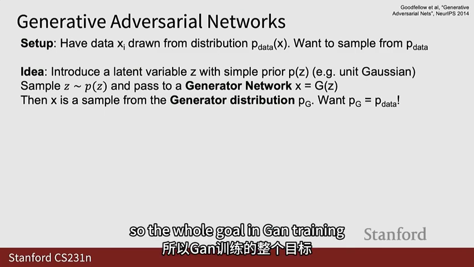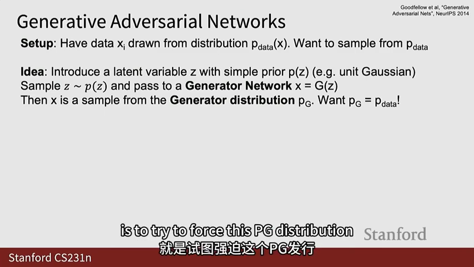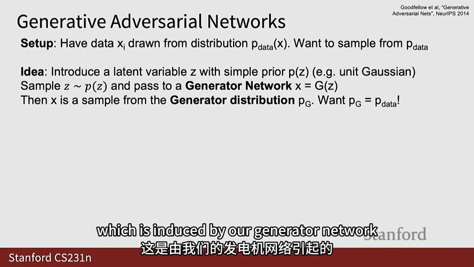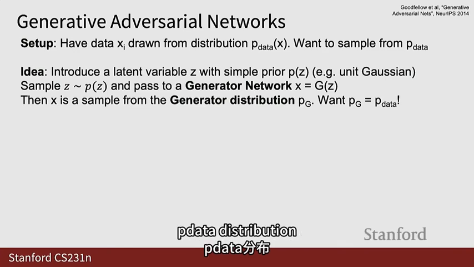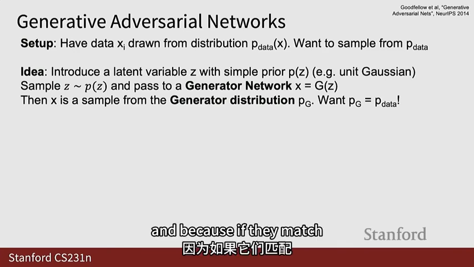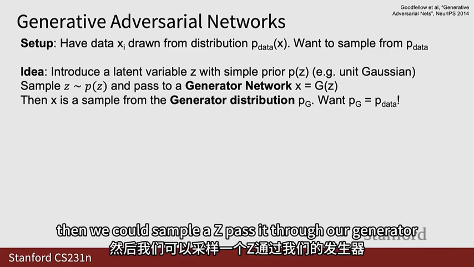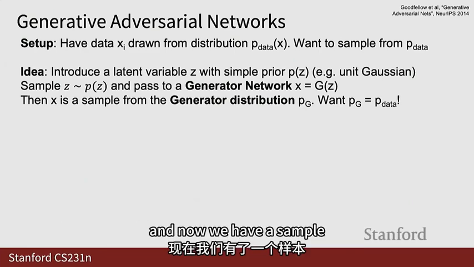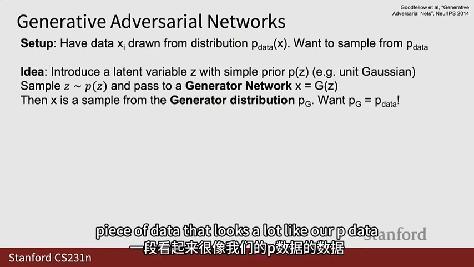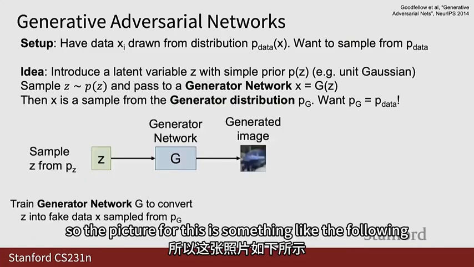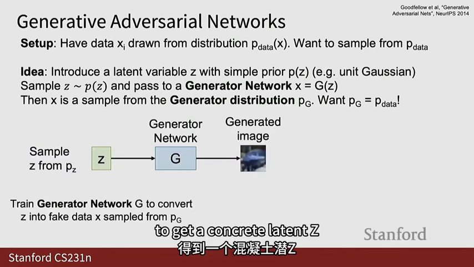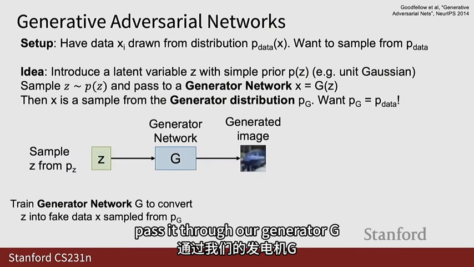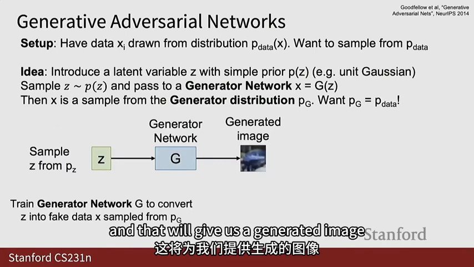So the whole goal in GAN training is to try to force this pg distribution, which is induced by our generator network, to match the true p data distribution as close as possible. Because if they match, then we could sample a z, pass it through our generator, and now we have a sampled piece of data that looks a lot like our p data. So the picture for this is something like the following. We'll imagine sampling z from our p of z to get a concrete latent z, pass it through our generator g, and that will give us a generated image.